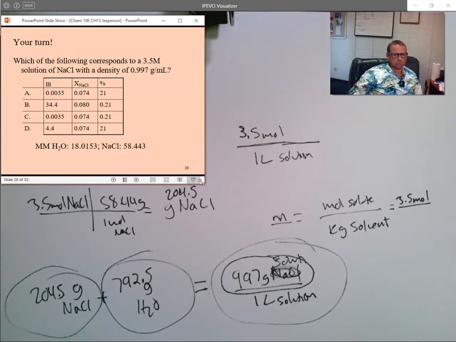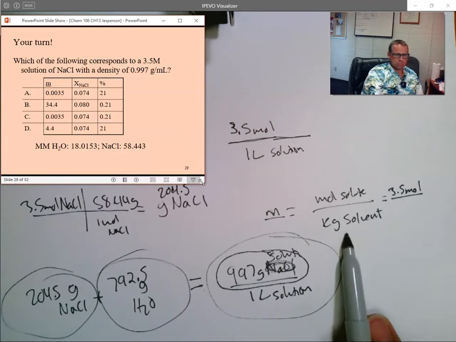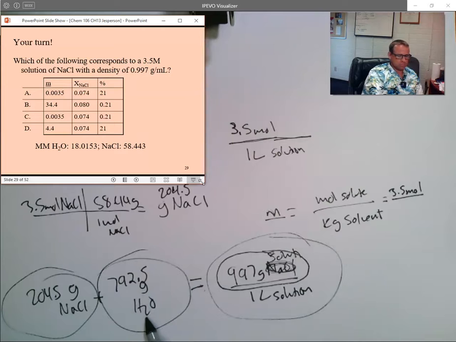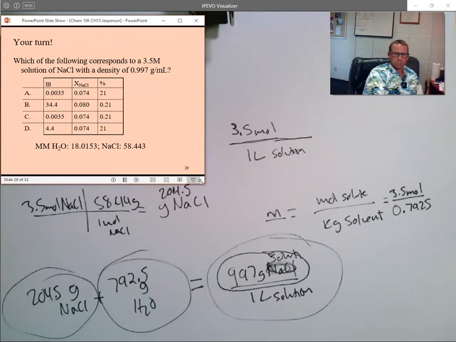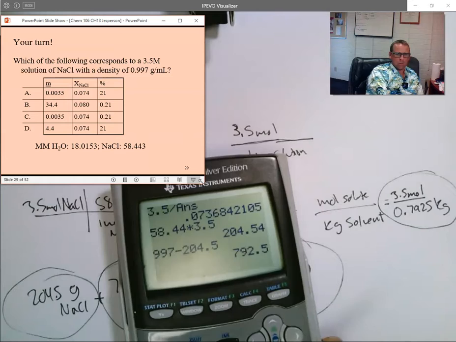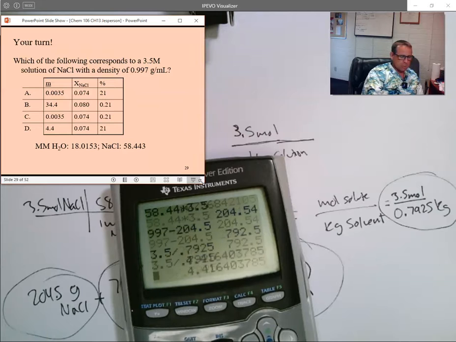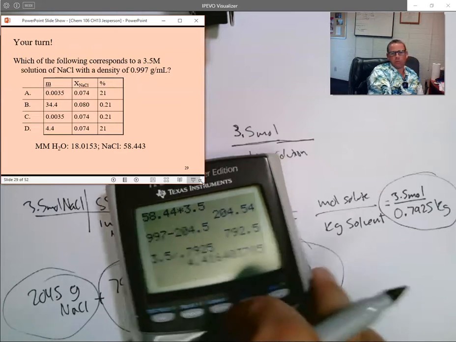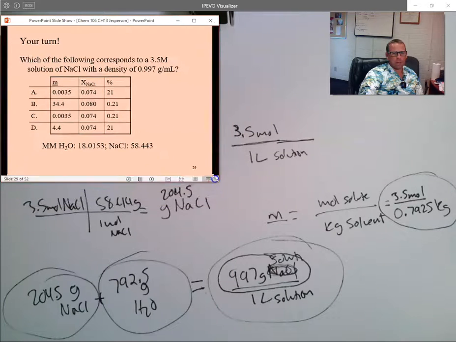All right, so what does that do for us? For molality, we need the kilograms of solvent, and we have the grams of solvent, so we can just convert 792.5 to kilograms, which is 0.7925. Okay, so then 3.5 divided by 0.7925 should be our molality. 4.4. Okay, so we got 4.4 for our molality.